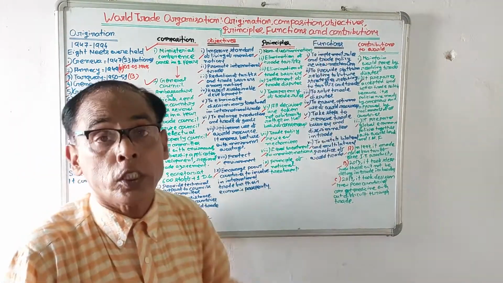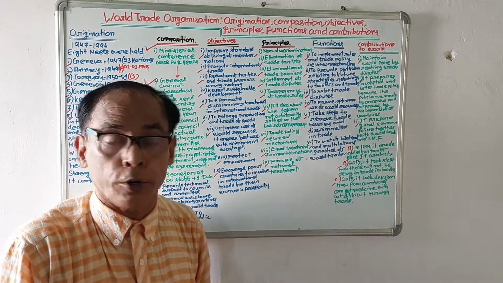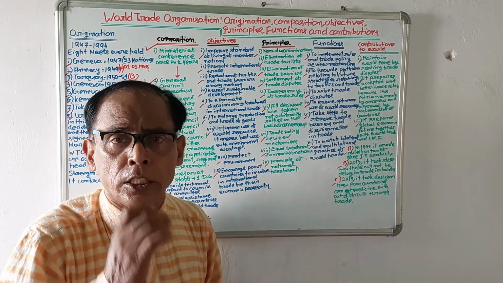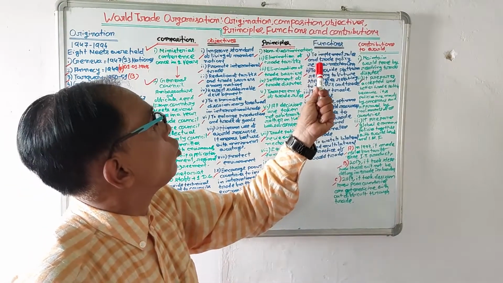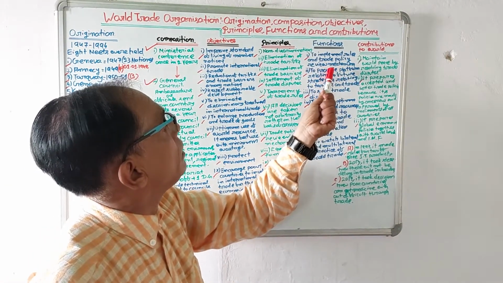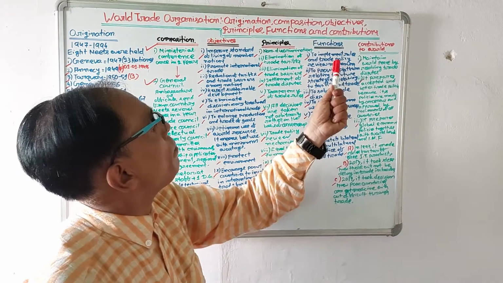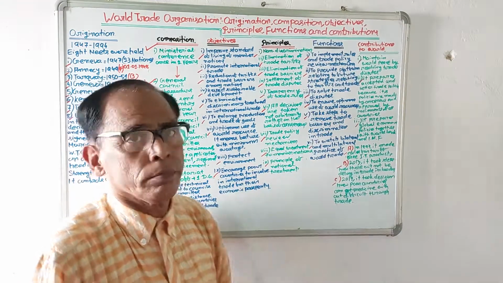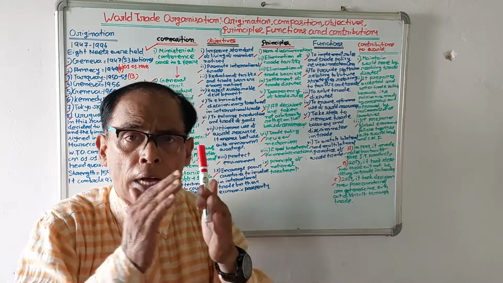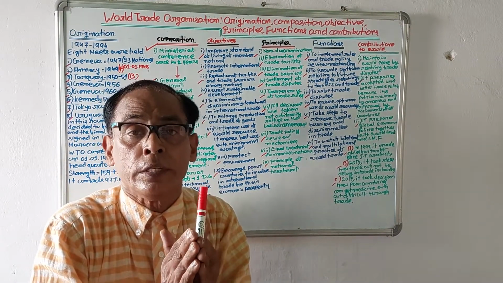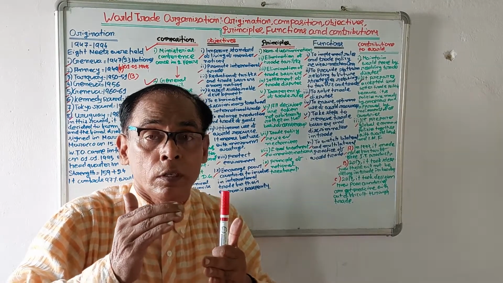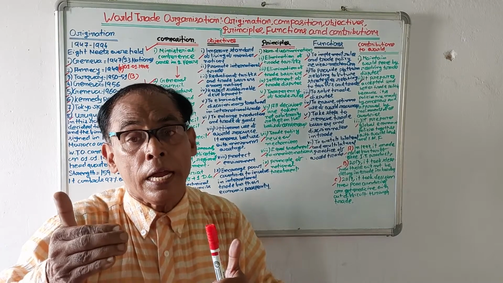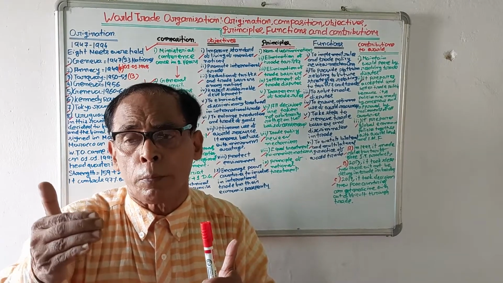Now we'll discuss functions of WTO. It is very important. It has mainly 6 important functions. The first important function of WTO is to implement rules and trade policy review mechanism. The first function of the WTO is to implement rules which it has made and to review its rules from time to time.